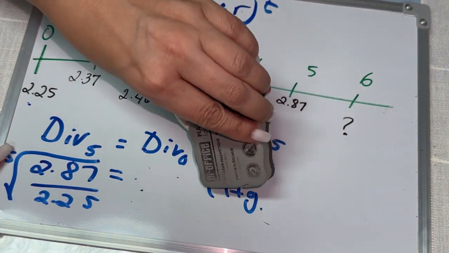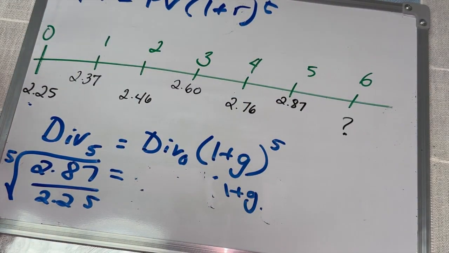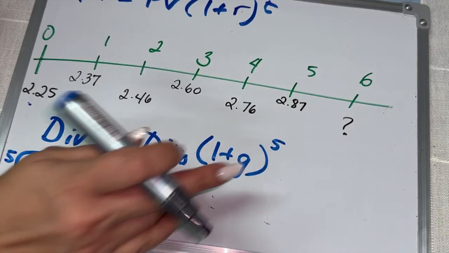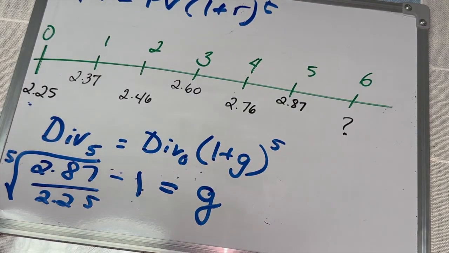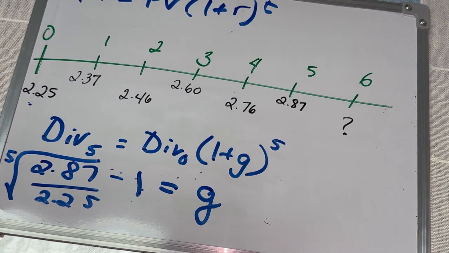And now what is it? 1 plus G equals this. So to get rid of the 1, I need to subtract 1 from both sides, and that will equal G. Okay? So this is how we can get the growth rate. It's the root of the dividend over here divided by the dividend at time 0, taking the root of the number of years, minus 1 to get the G. When we do this calculation, we find that the growth rate is 5%.